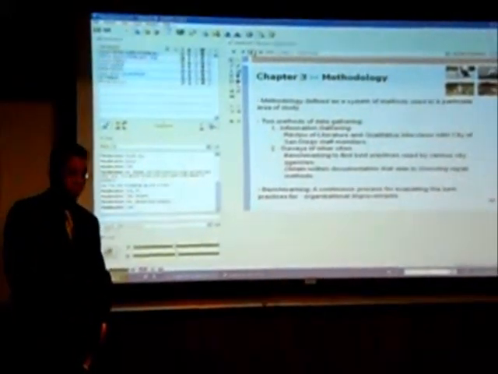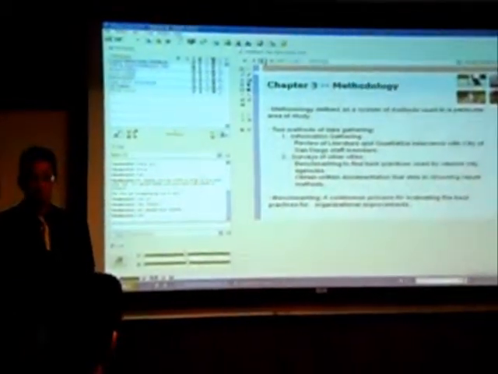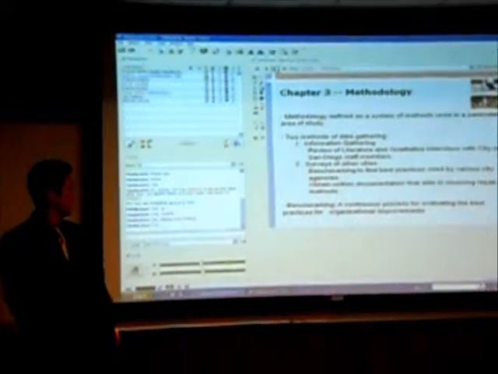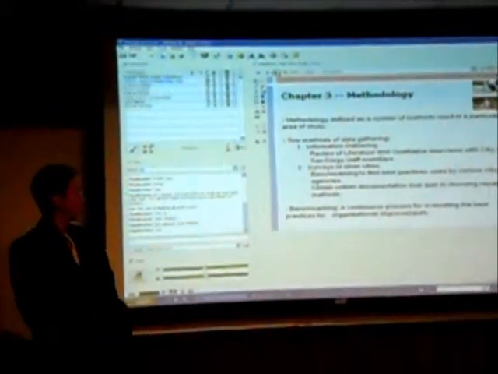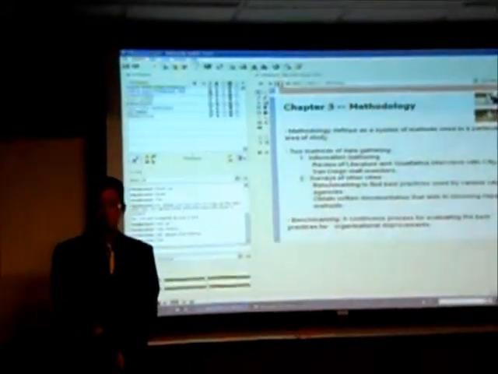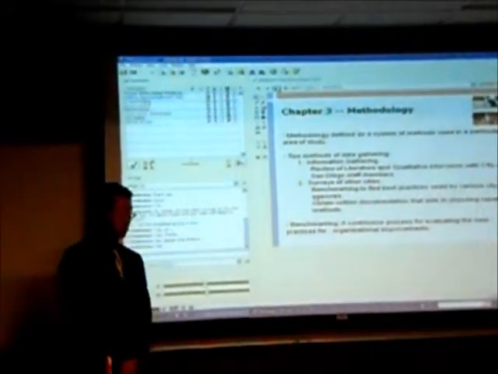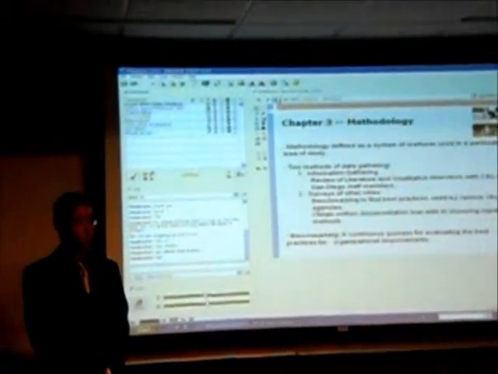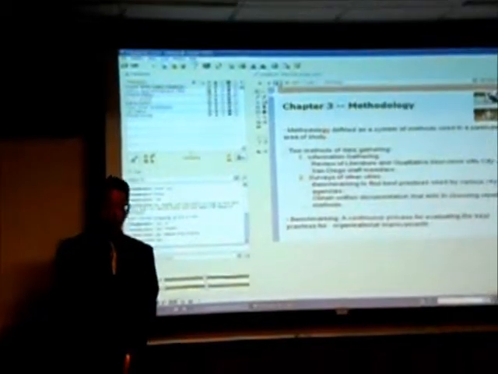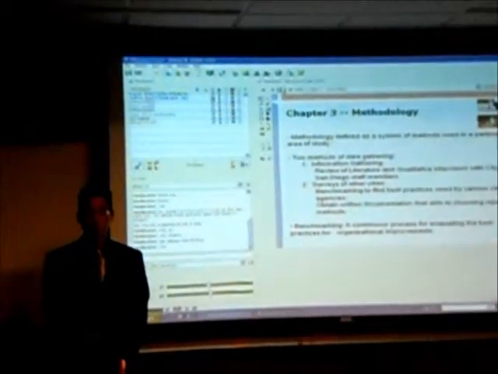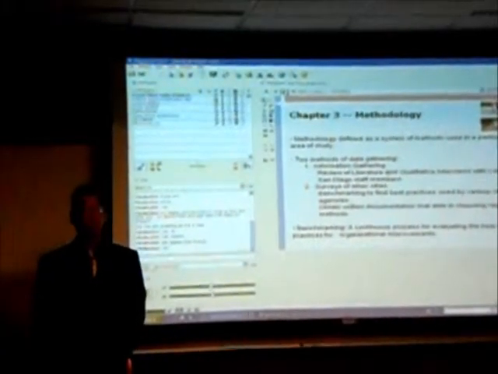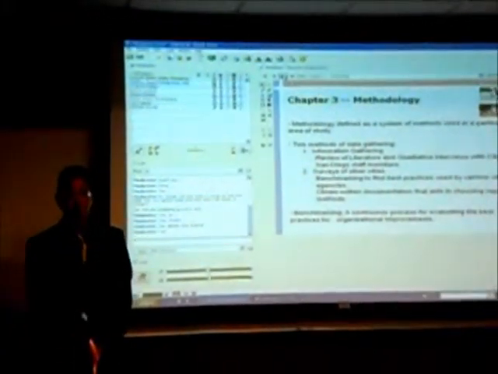Methodology is defined as a system of methods used in a particular area of study. For our thesis, we actually had 2 processes for our data gathering. The first process was an information gathering process, and that was broken up into 2 methods. The first method was a review of literature, and the second method was through qualitative interviews with City of San Diego staff members. We were fortunate enough to have Drew Pataki, our city's arborist, and Mike Millay as our sponsors, and the information that we gained from them was very valuable to our research.